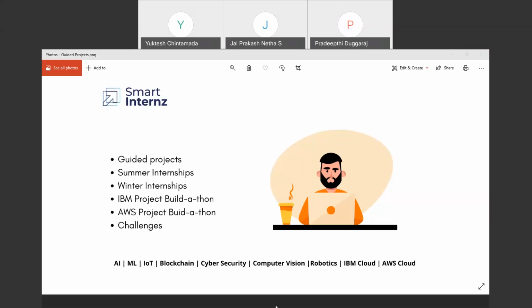If I change my screen, are you all able to see, or do you still see the presentation? We cannot see anything now. Blank screen. Okay. 1 second.